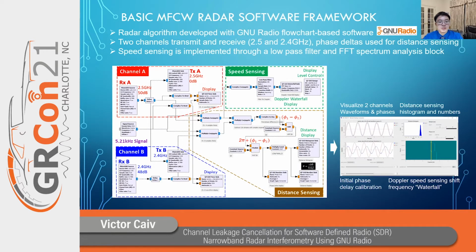So here's my GNU Radio code for my MFCW software setup. We have 2 channels, channel A and channel B, at 2 different frequencies, the transmit and receive, and then each of these gives a phase offset, and we can use the phase difference in order to calculate the distance. And then we also have a speed sensing portion which taps off of one of these channels and measures the Doppler frequency shift for the speed.